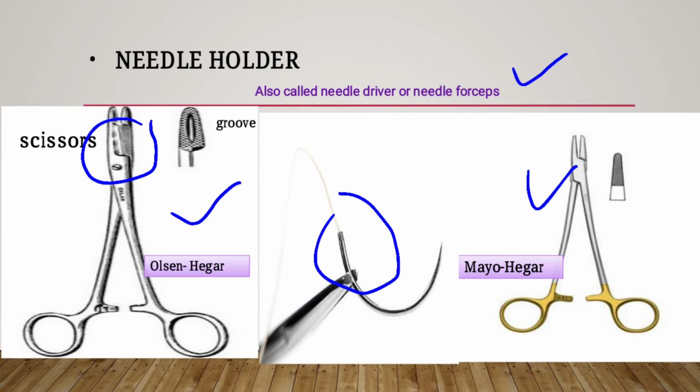The identifying characteristic of the needle holder versus the artery forceps is the groove-like structure in the jaws of the needle holder, which is absent from the artery forceps.